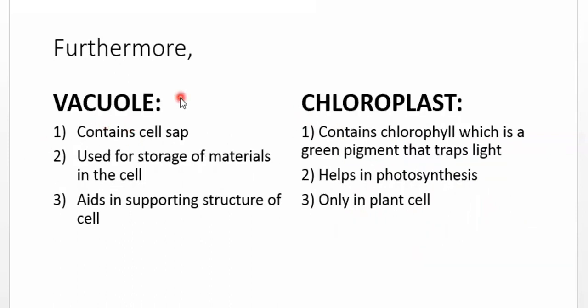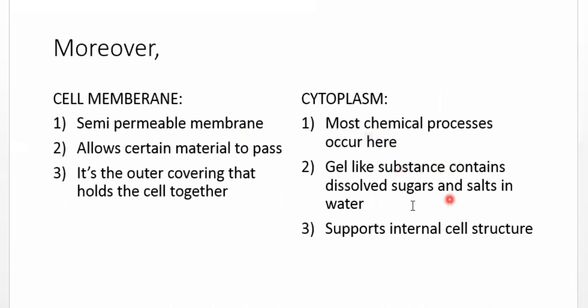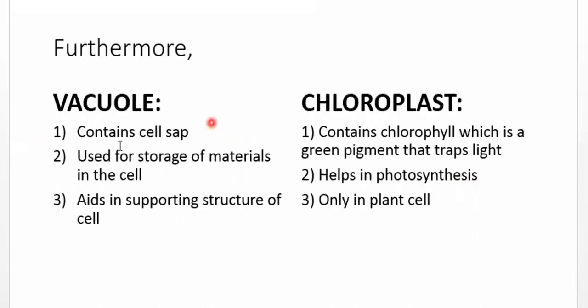We have vacuole. Vacuole basically contains cell sap. Cell sap is the mixture of dissolved sugars and salts, okay, which we just learned about. It's basically used for storage of materials in the cell, for example, salts, sugars, etc. It aids in supporting the structure of the cell, which means it helps in supporting the cell structure.